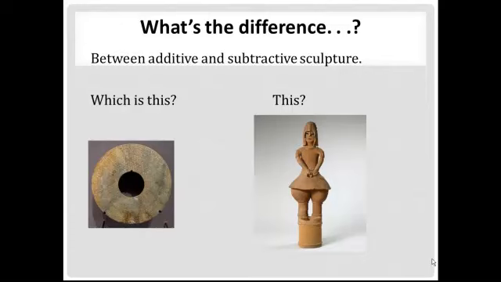So if it's made of stone or wood, it's going to be a subtractive sculpture. If you build up material or mold it, say clay or bronze, then it's additive. These are terms that the AP exam may very well include and that you need to know.